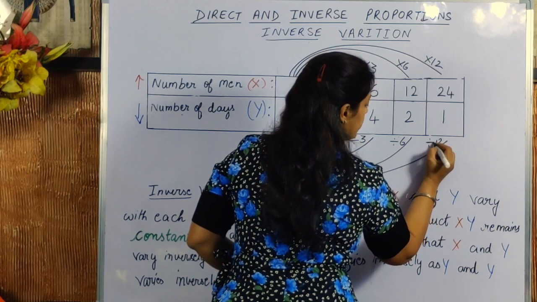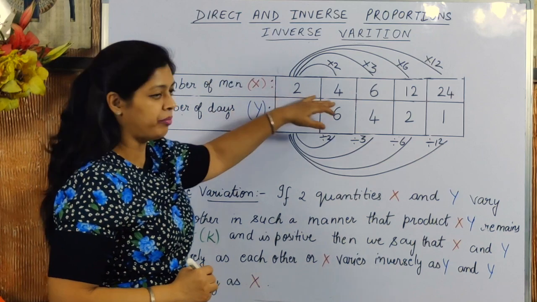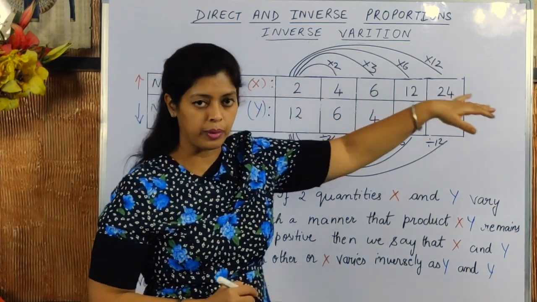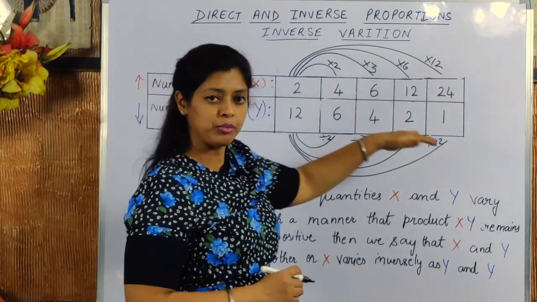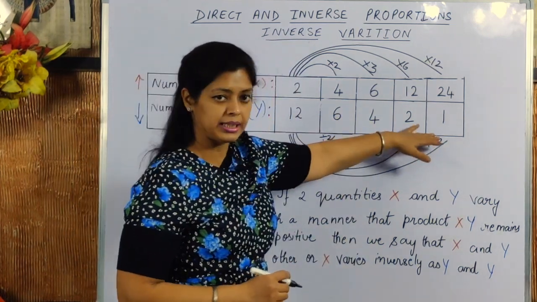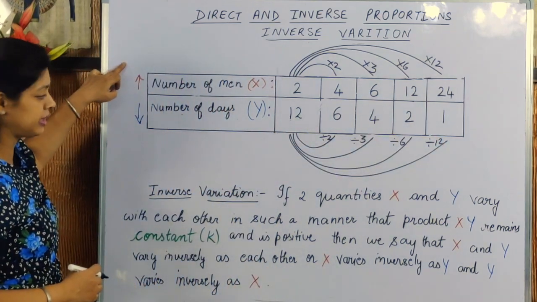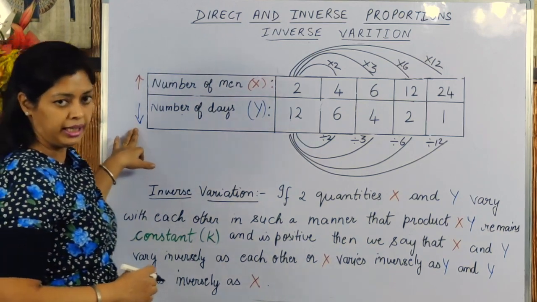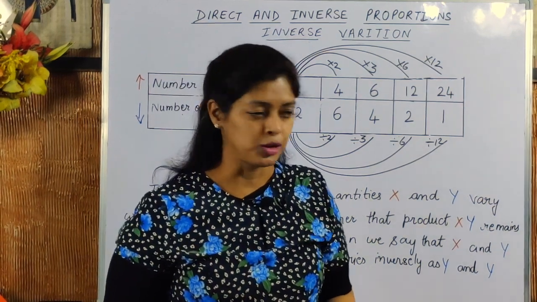If I multiply the number of men by 12, the number of days required to do the same job gets divided by 12. So here we can notice that as the number of men increase from 2 to 4, 4 to 6, 6 to 12 and 12 to 24 and so on, the number of days they require to do the same job goes on decreasing. So we can see that as the number of men increases, the other quantity, the number of days, is decreasing. More the number of men, they take less time to do the same job.